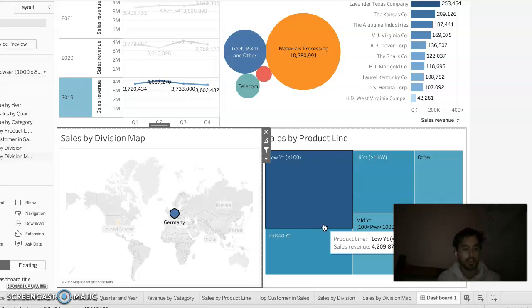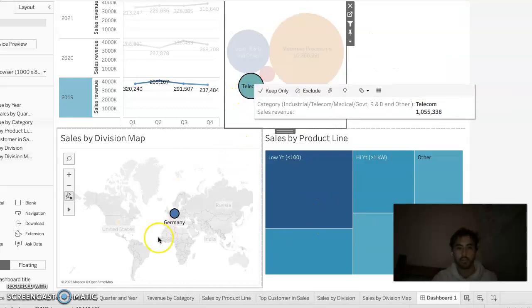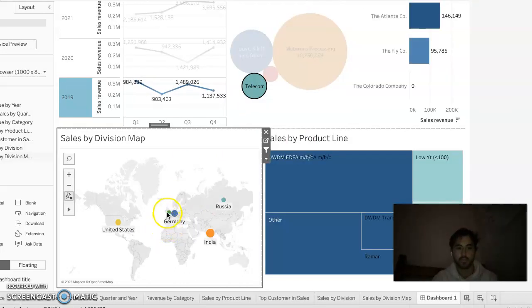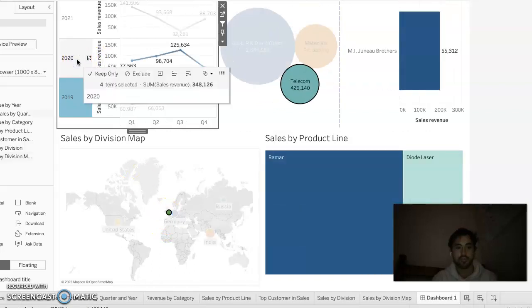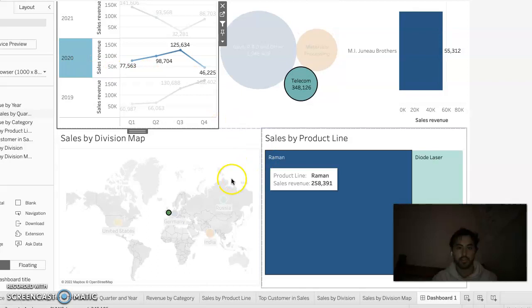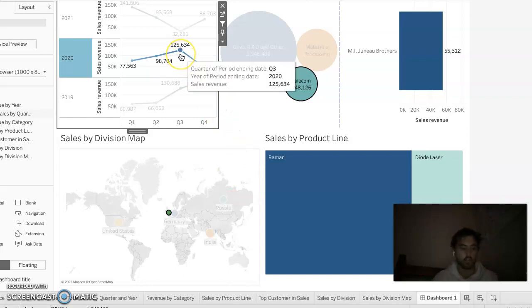And then if we're looking at Telecom UK in 2020, you can see that quarter 3 had the highest sales with 125,634 in sales revenue.